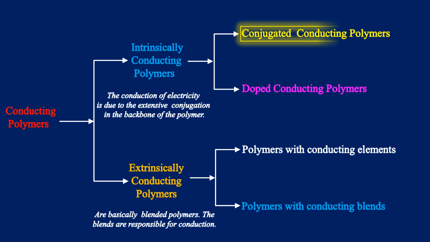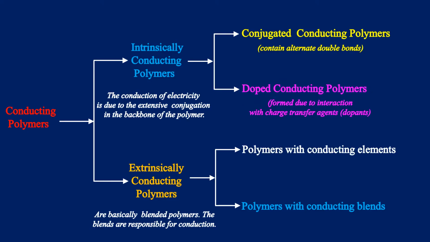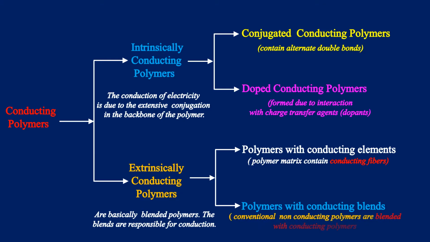Conjugated conducting polymers contain alternate double bonds. Doped conducting polymers are formed due to the interaction with charge transfer agents, that is, dopants. Polymers with conducting elements contain conducting fibers. In the polymers with conducting blends, conventional non-conducting polymers are blended with conducting polymers.